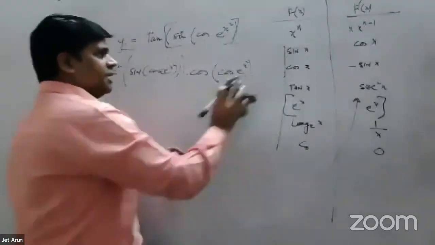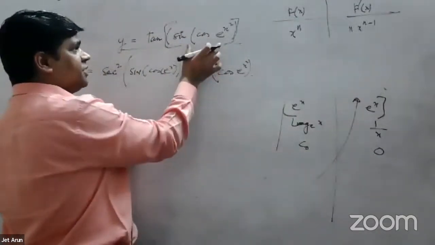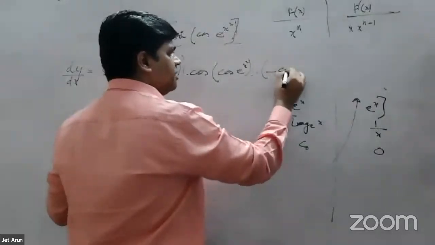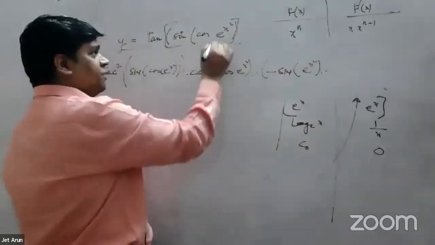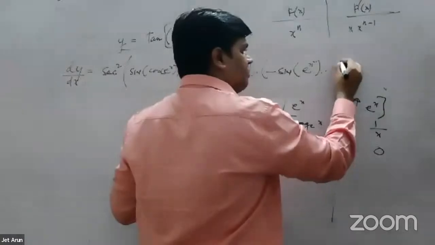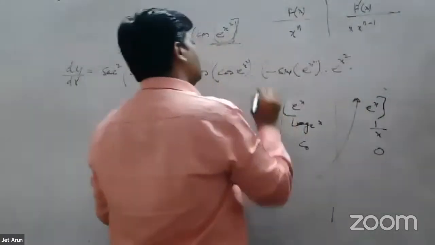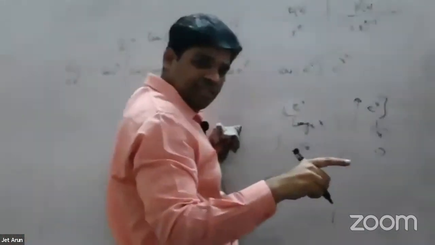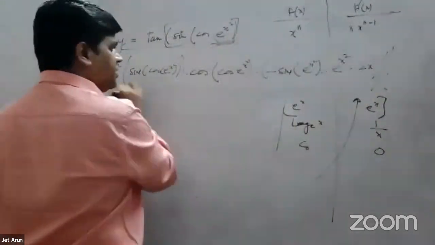I go further inside. I'll erase this. This is done. I go further inside. What is the inner function now? Cos e power x square. So that becomes minus sine e power x square. I go further inside. What's my inner function now? E power x square. Excellent. Derivative of that would be e power x square times, I go to the innermost function now. X square. Derivative of that is 2x. Now that is my derivative using chain rule.